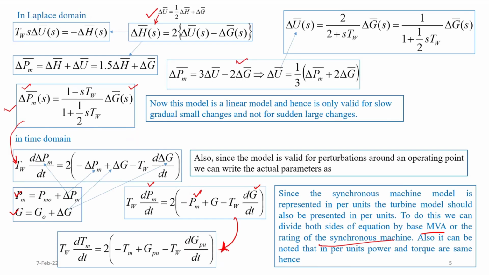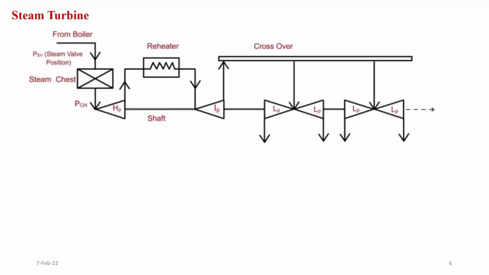Now we'll talk about the steam turbine. If we see the steam turbine, it looks like this, because a hydro turbine has a single stage turbine, only one stage. And here the steam turbine can have many stages, multiple stages of turbine.